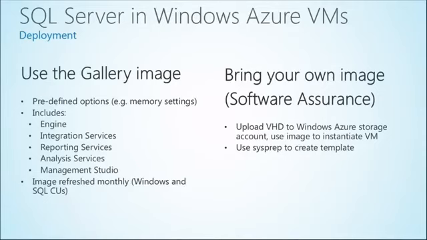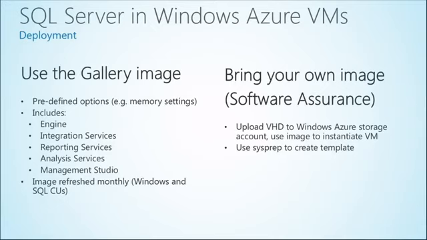How do you deploy these virtual machines with SQL Server? Well, there are two ways. As we talked about, you can use the gallery image, which comes with some predefined options, for example, for memory settings. This image includes the SQL Server engine, integration services, reporting services, analysis services, and management studio, so you can use all of these services and utilities. We refresh the image every month, so every CU and every critical hotfix is already included at the point of provisioning.